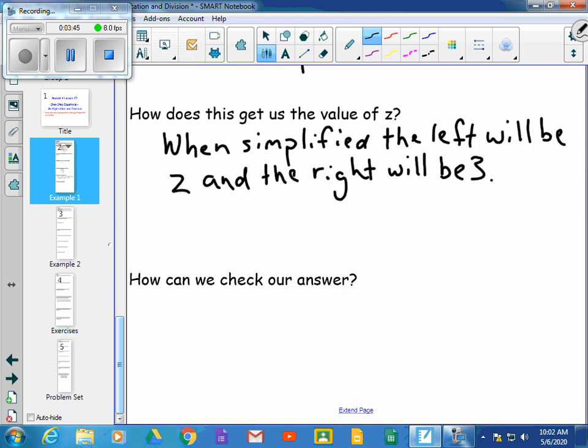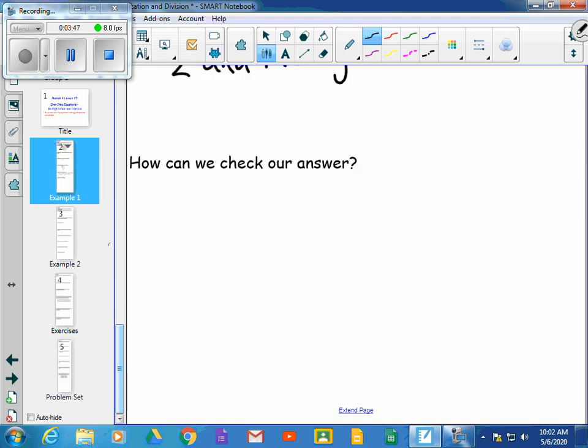Finally, how can we check our answer? We're going to check with substitution. You're going to take that original equation, and you're going to substitute the 3 in for z so that you have 3 times 3. And decide, is that a true statement? And of course the answer is true, so therefore z does equal 3.